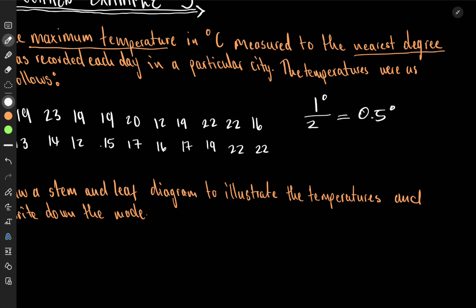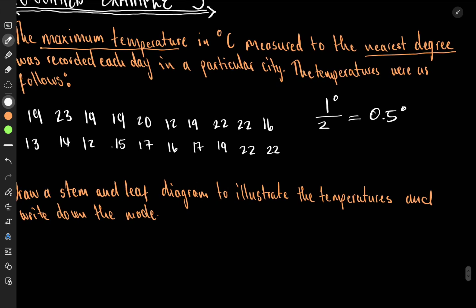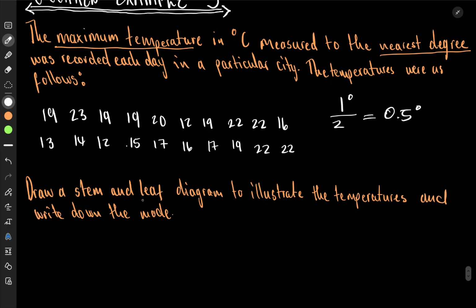Okay, so lucky for us, we're not making a table. So stem and leaf, we don't need a table because that is what the question is all about. Draw a stem and leaf diagram to illustrate the temperatures and write down the mode. So anyway, we need a stem and leaf diagram, and then we have the mode. Okay, so let's do the stem and leaf diagram.